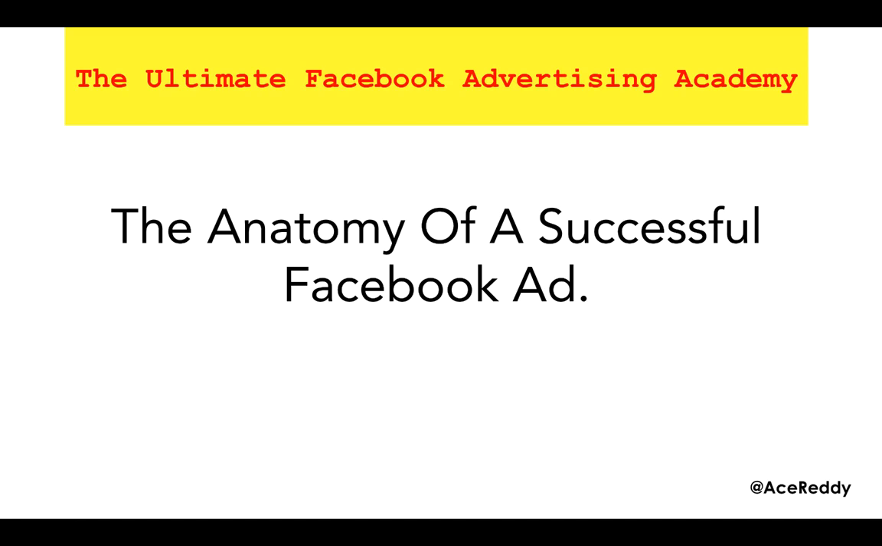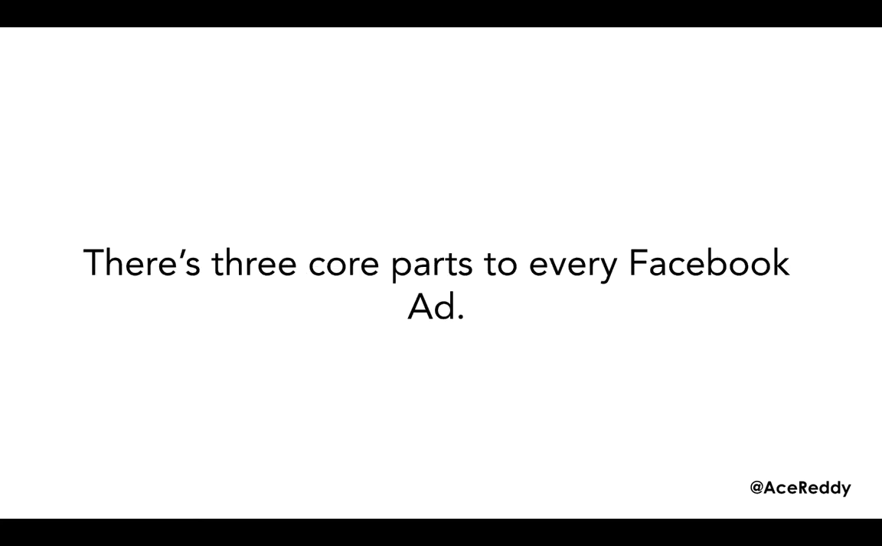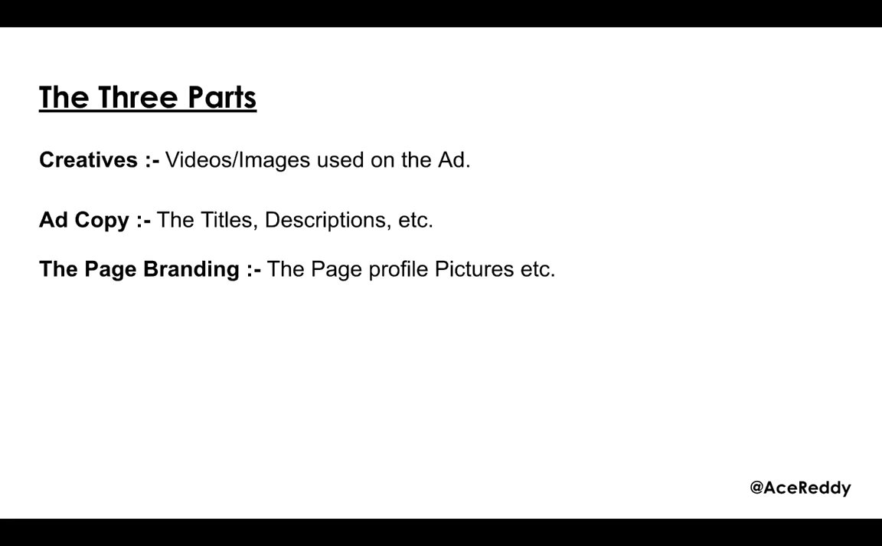In this module, we're going to be talking about the anatomy of a Facebook ad. And it's going to get really interesting from here. There are three core parts to every Facebook ad. There are creatives, which are essentially the videos and the images used on the ad. Then there's the ad copy. By the way, we're not talking about Facebook advertising as a whole. We're just talking about the segment of ads, the actual ads themselves.